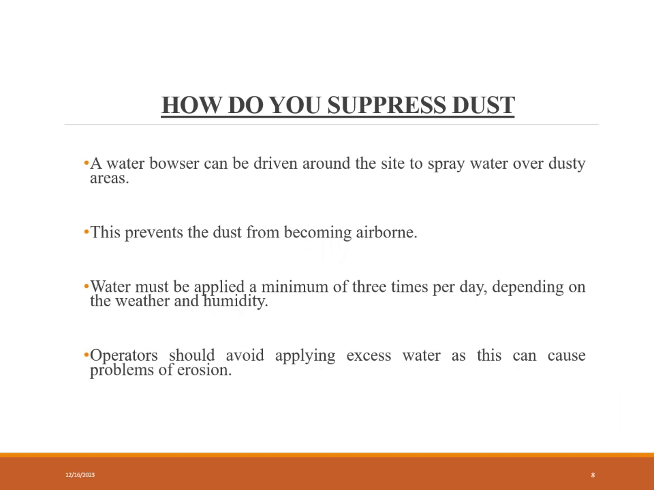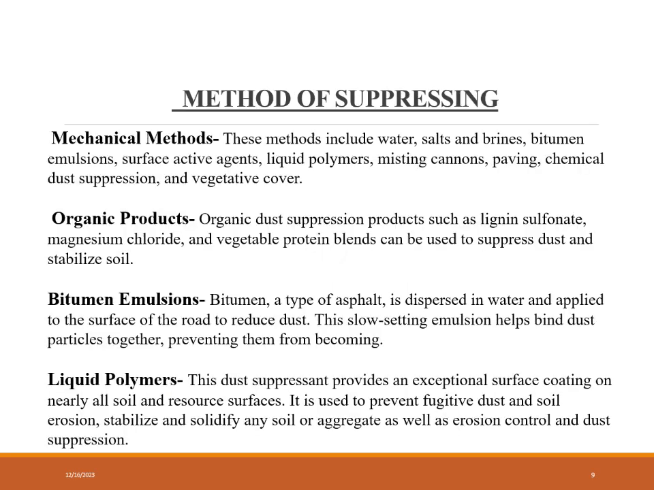How do you suppress dust? A water bowser can be driven around the site to spray water over dusty areas. These prevent the dust from becoming airborne. Water must be applied a minimum of 3 times per day, depending on the weather and humidity of the area. Operators should avoid applying excess water as this can cause problems of erosion.